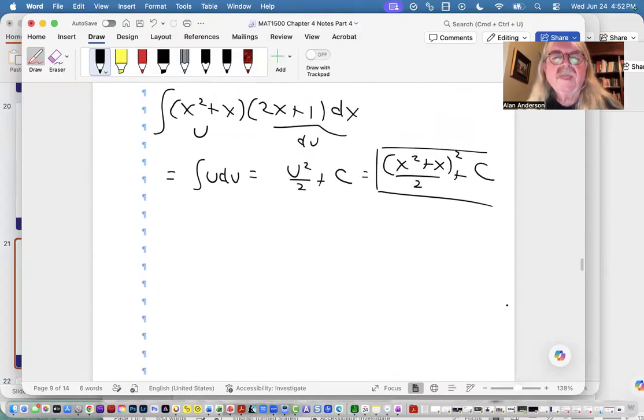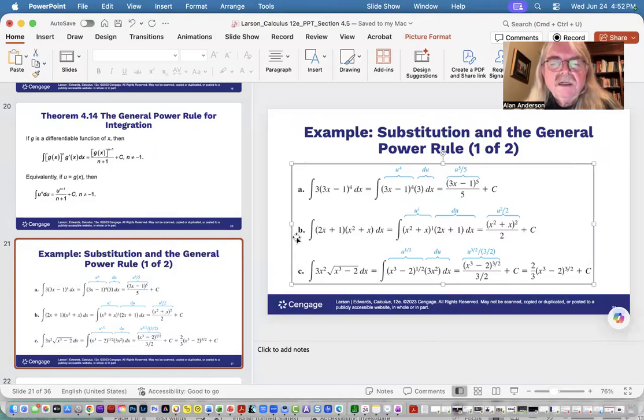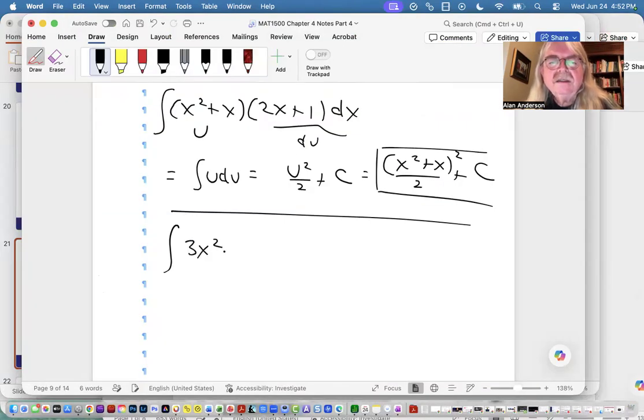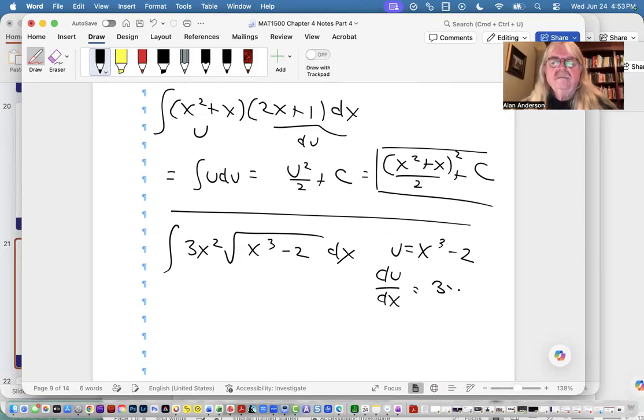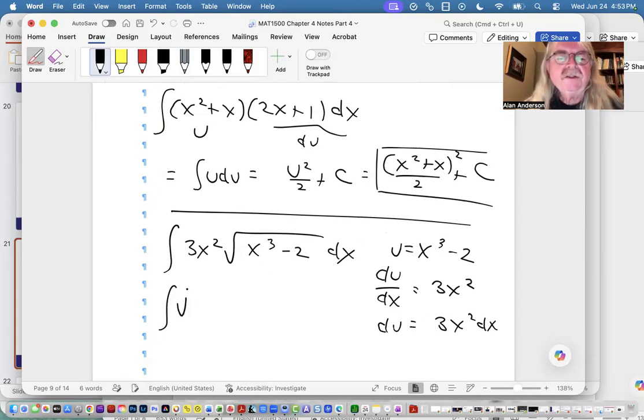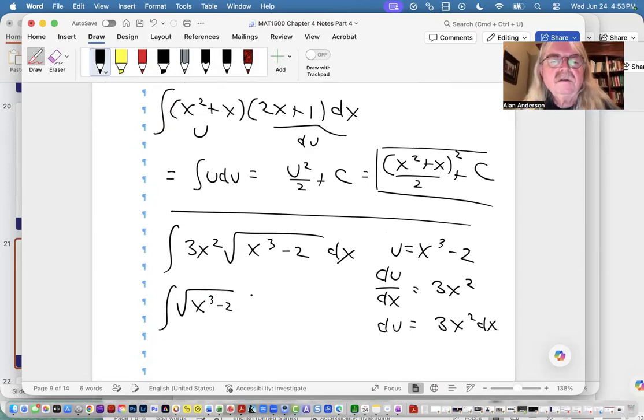Okay. And then let's try this third one. Yeah, it looks kind of familiar, but that's okay. x cubed minus 2. All right, so once again, we're looking for the highest exponent, even if it's under a square root sign. Okay, so we do have what we need. We just rearrange it slightly. This is our du.